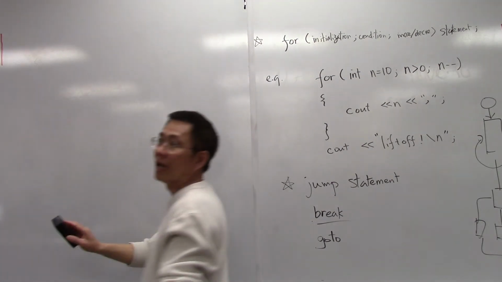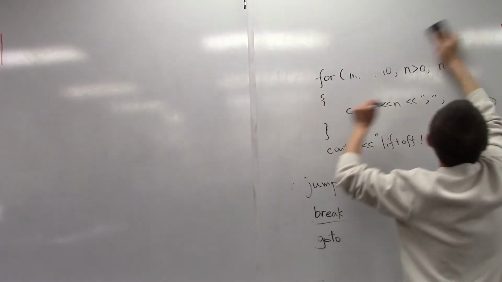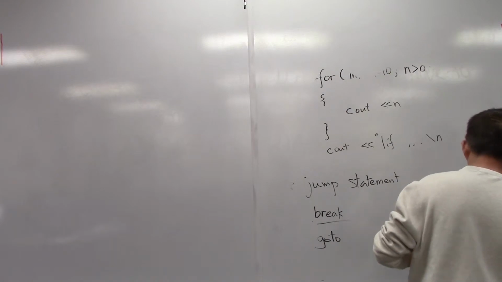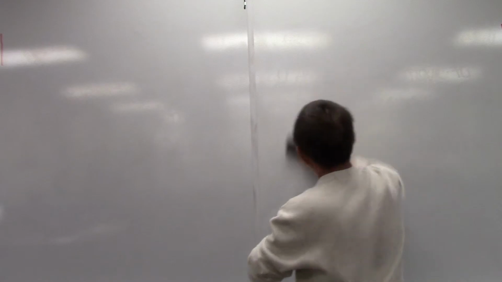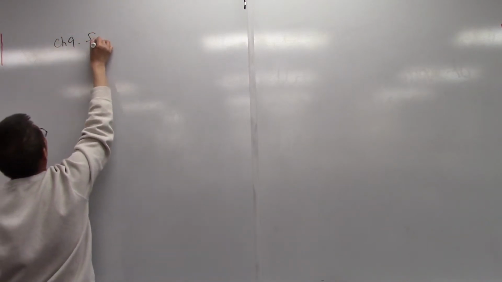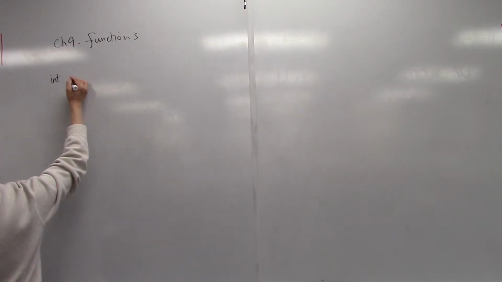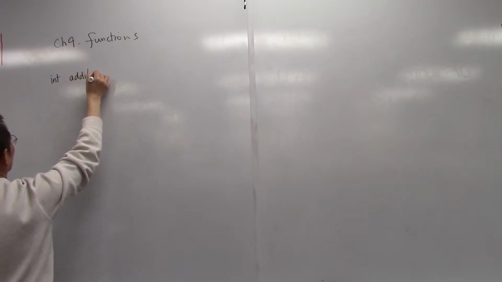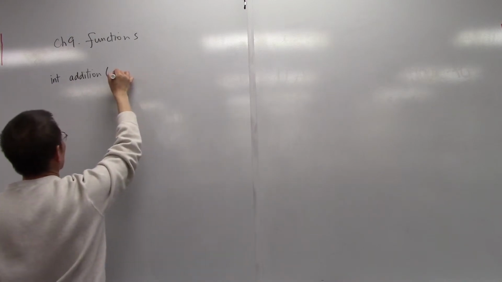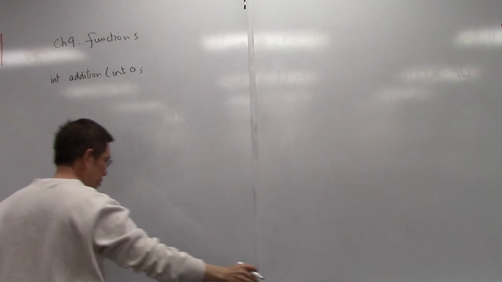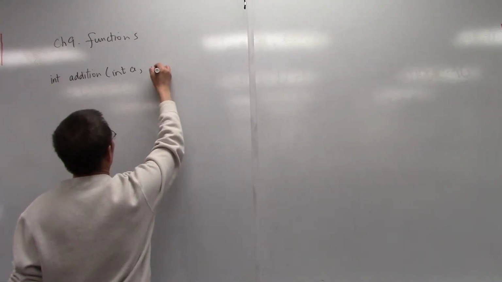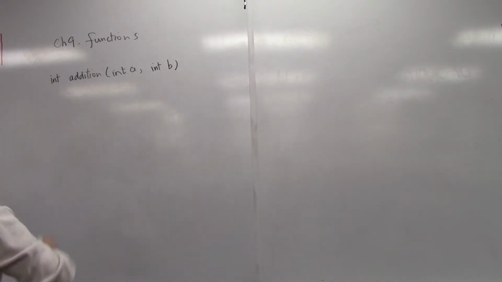Next, I'd like to talk about a very important concept, functions. This is chapter 9. Okay, again, I will introduce the concept of function by example. Let's say I define a function of integer type. The function name is called addition. It's going to take two variables, let's say two integers. The first one a, the second one b, okay, and close parenthesis.